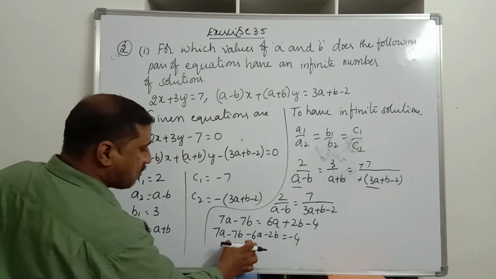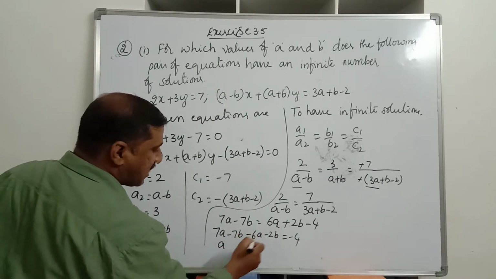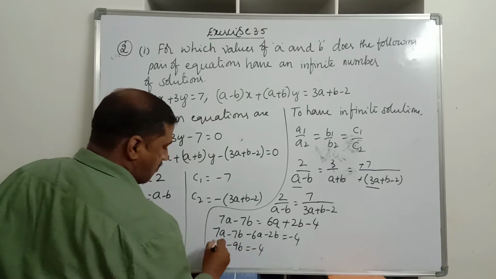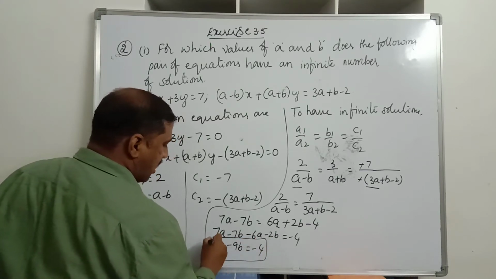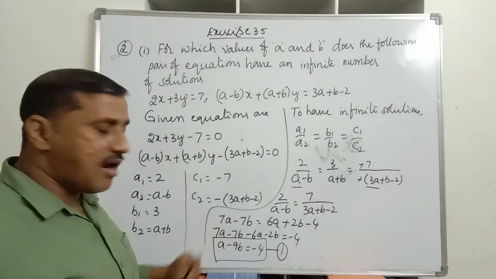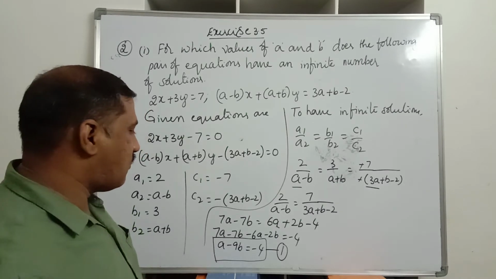7a minus 6a, both are like terms. 7a minus 6a is equal to a, minus 7b minus 2b is equal to minus 9b, that is equal to minus 4. Now we have one linear equation with variables a and b, that is a minus 9b is equal to minus 4.